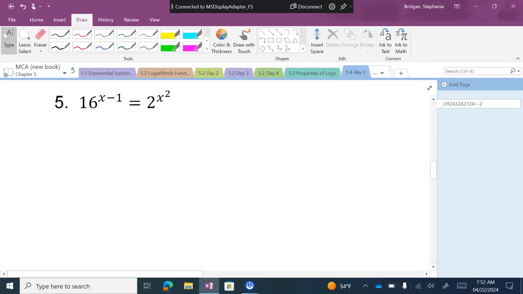This time I got an exponent in an exponent, right? Doesn't change anything. The rules are still the same. I have 16 to the x minus 1 power, and I have 2 to the x squared power. Again, looking at the bigger number, can 16 be rewritten as a power of 2? Yeah, we just did that. Okay, so it's going to become 2 to the 4th. I'm going to leave the other side the same.